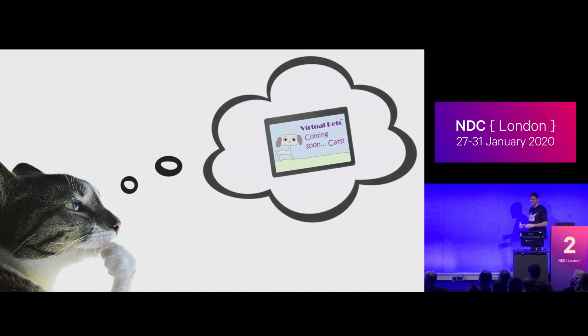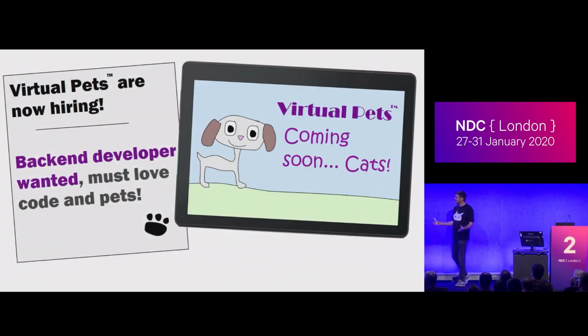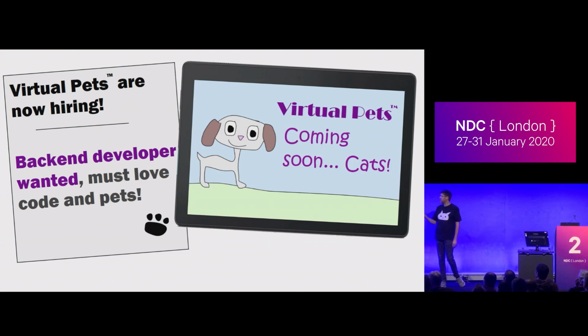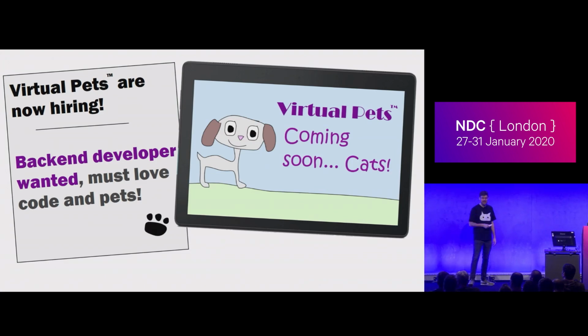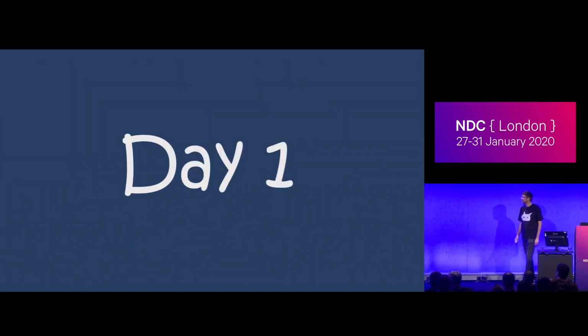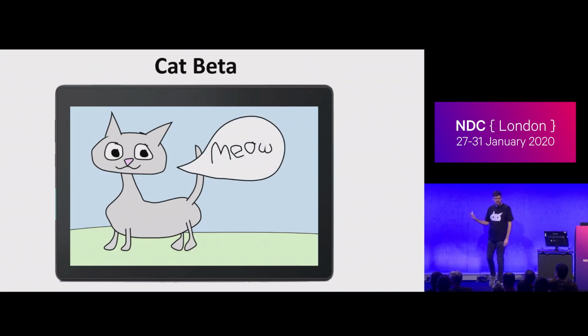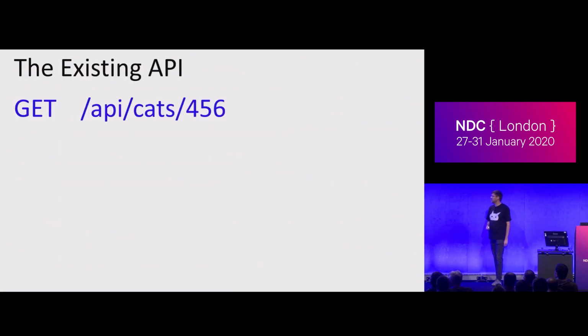So I'm going to ask you to use your imagination. There's a new tablet game on the market, Virtual Pets. It's the new Fortnite. All the kids are playing it, but they've only got dogs available, and they want to introduce cats. And you're delighted to find that they're in your local area and after a back-end developer. So you get the job, and it's day one. They show you their MVP product, but it's pretty rudimentary. That's all it does. And then you get shown through the architecture.